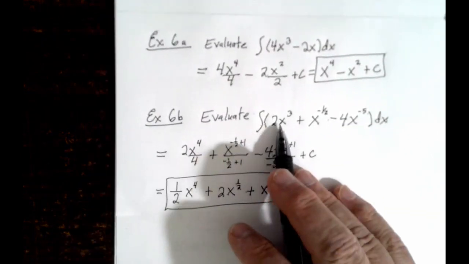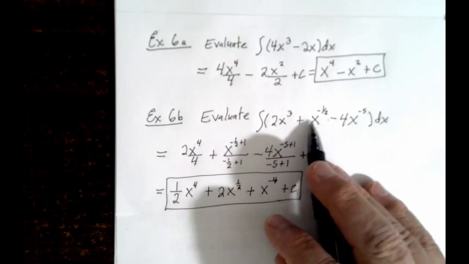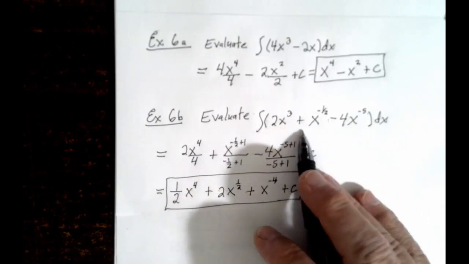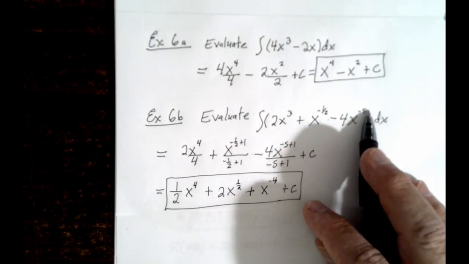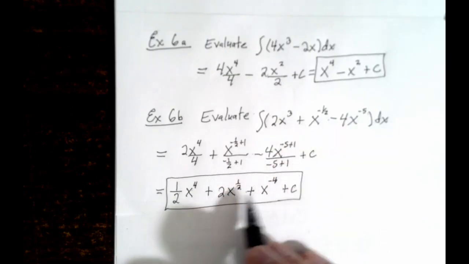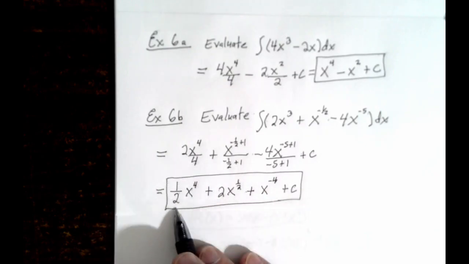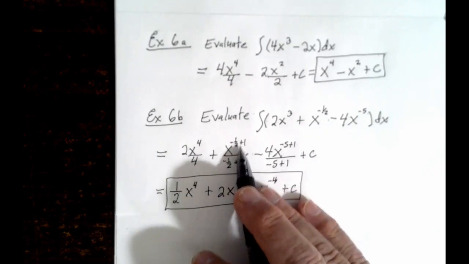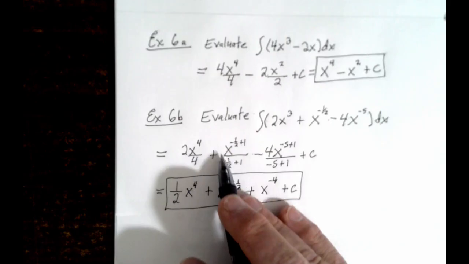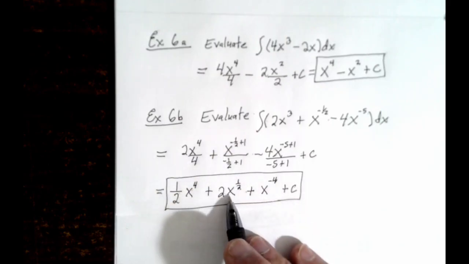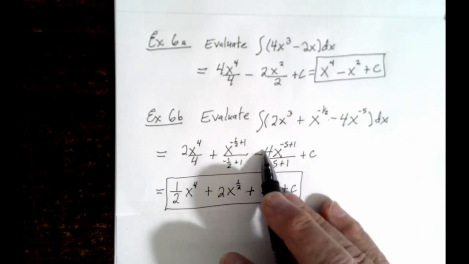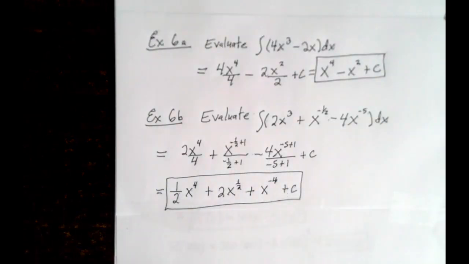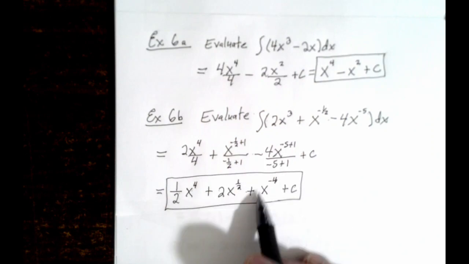And this one is 2x to the 4 over 4, x to the minus 1/2 plus 1 over minus 1/2 plus 1. It's x to the negative 5 plus 1 over negative 5 plus 1. Well, 2 over 4 is 1/2. And that's 1/2 power, and when you flip the bottom 1/2, it becomes 2 up top. And this one is negative 4 and negative 4, so they cancel, making it positive, and that's x to the negative 4.